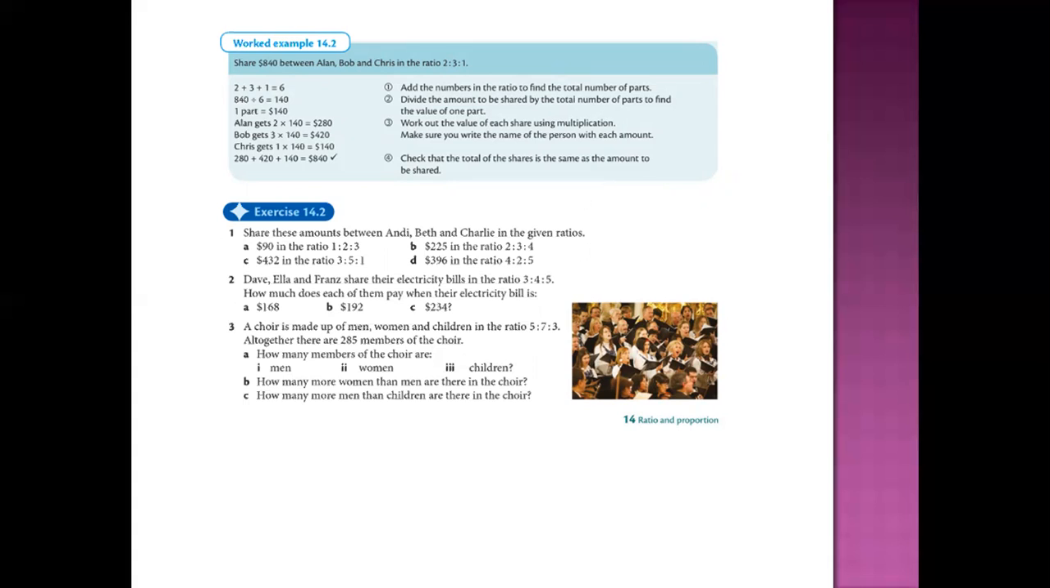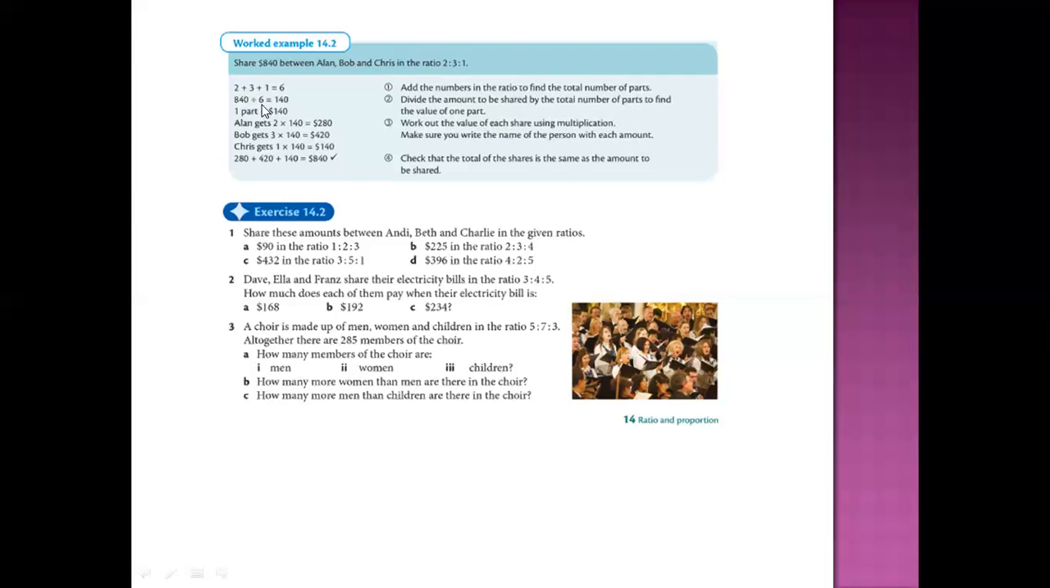Share $840 between Alan, Bob, and Chris in the ratio 2-3-1. First of all, how many dollars do we have? We have $840, and I must share it between 3 students in the ratio 2-3-1. The first member of this group is Alan, so when I share, I must give Alan the ratio 2. And the second student, Bob, I must give in the ratio 3, and so on.